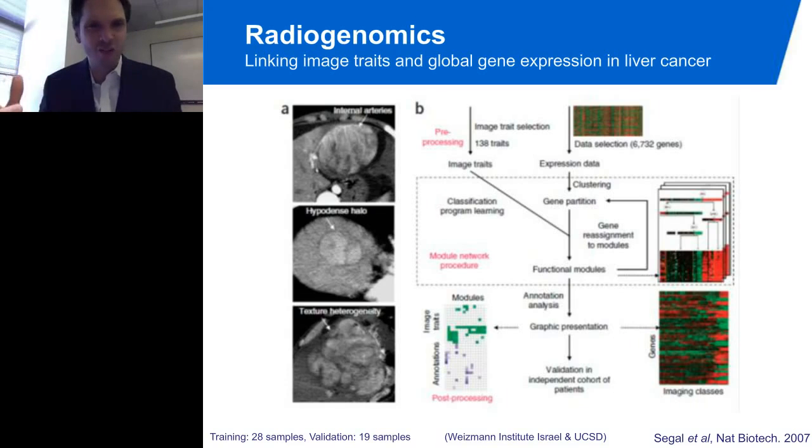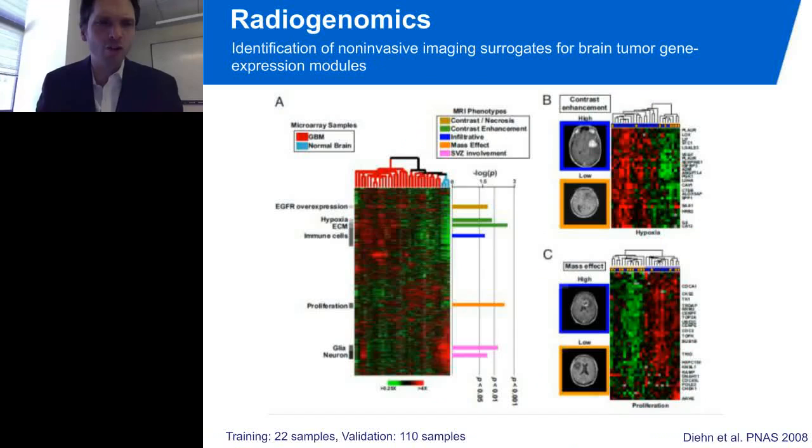So the data was a small data set. It was heavily undersampled for their tests. It was only 28 samples for training and 19 for validation. But I think it was more like a proof of principle study where they tried to combine both data types. From the same group, they did something similar in PNAS in 2008, and this was done in brain cancer.